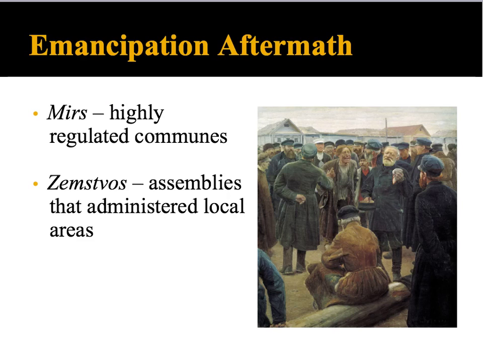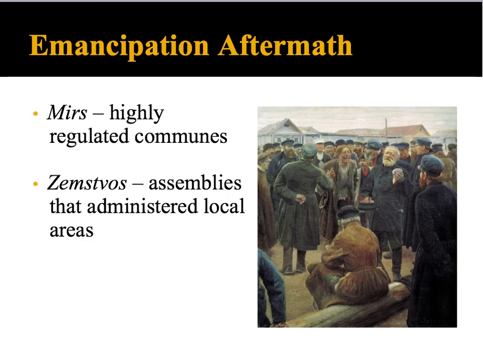You also have zemstvos. It's the Z word. These are local assemblies that administer or control local areas. So now we're getting a little glimpse of regionalism or regional power where people can kind of run their own government.